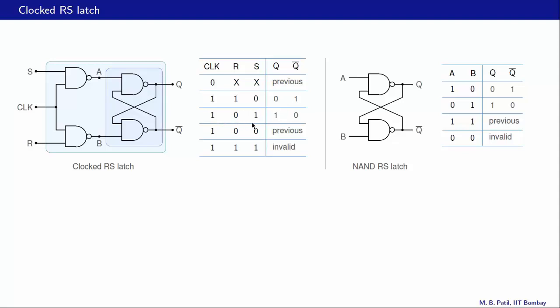Let us take this row now. R is 0, so therefore B is 1. S is 1, therefore A is 0. So A is 0 and B is 1. That brings us to this row here, and that means Q would be 1. What about R equal to S equal to 0? That means both A and B would be 1. That means Q would be the previous value of Q. And when R and S are both 1, that means A and B would be 0, 0, and that condition is invalid.